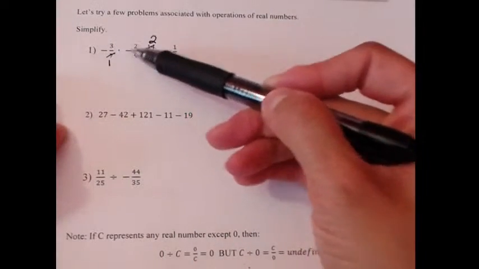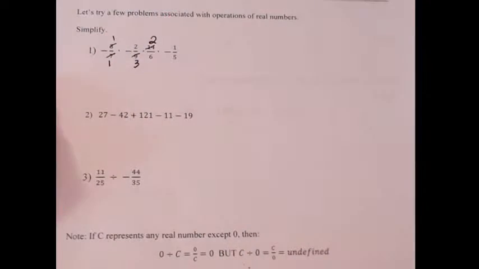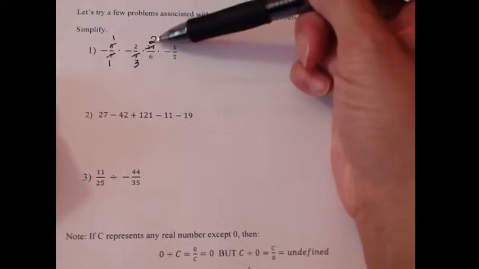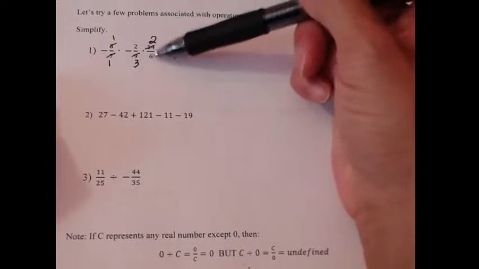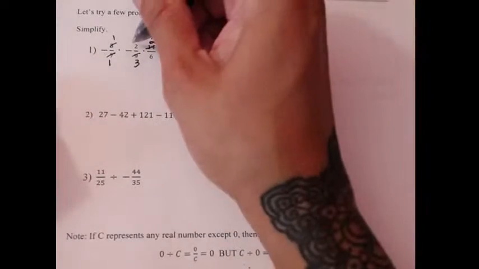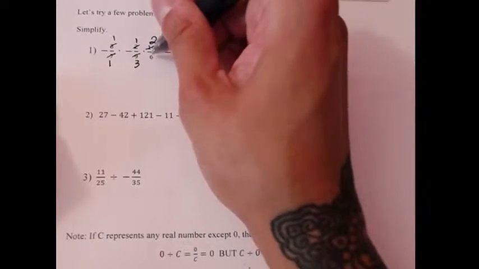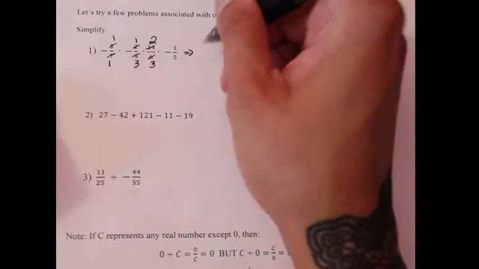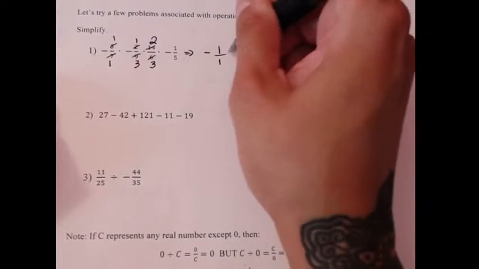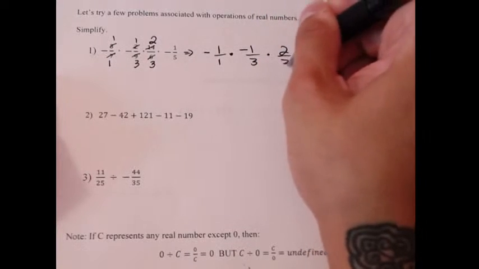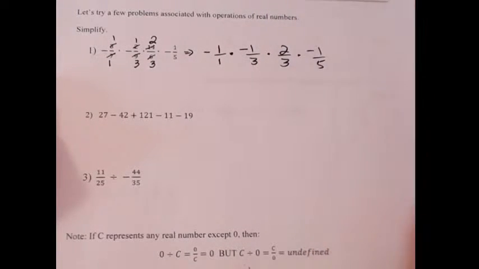Notice here I have a 3 and a 9, so 3 goes into itself once and into 9 3 times. Lastly, I see we have a 2 and a 6. I could also reduce this 2 and this 6, but I'm just going to reduce across fractions, personal preference. So 2 divides into 2 once and 2 divides into 6 3 times. Okay, let me rewrite. So now I have -1/1 times a -1/3 times 2/3 times a -1/5.